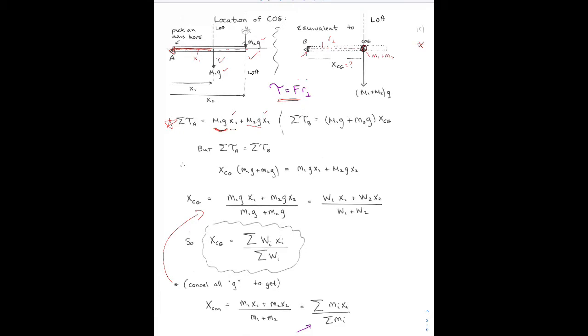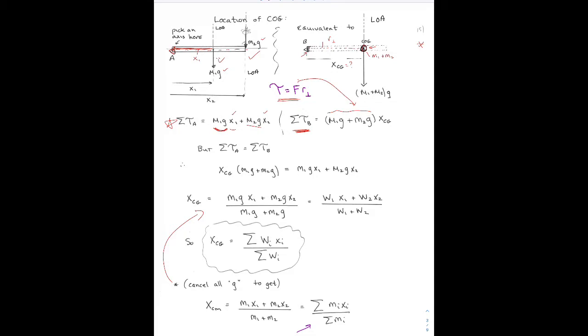Now when I calculate the torque about axis B due to the equivalent point mass m1 plus m2, we have the weight, remember that's the force, which is the weight of both, my 100 pounds plus 100 pounds, or 200 pounds, times the moment arm.